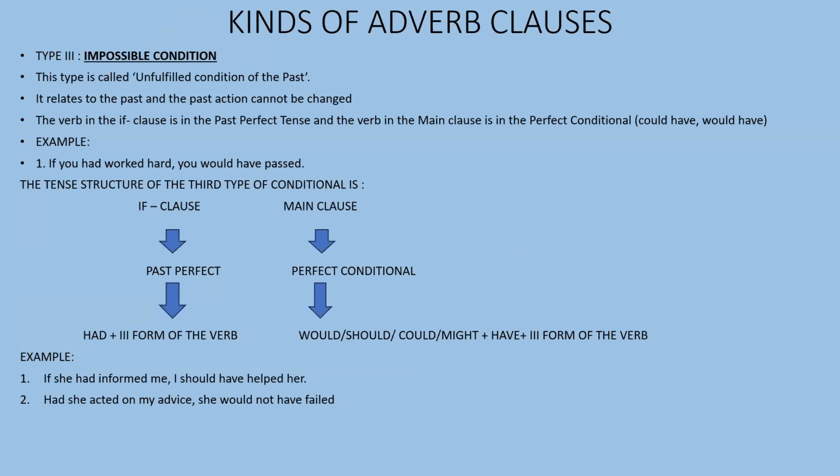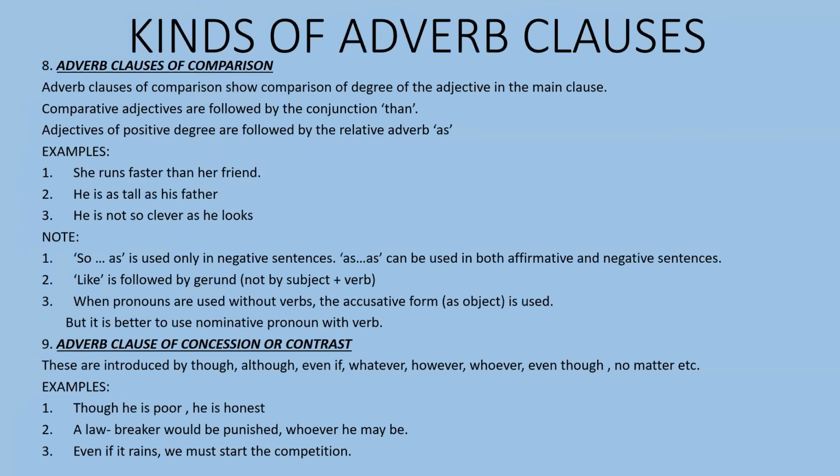So the structure of the third conditional, that is the hyperbole condition, is: if clause plus past perfect, had plus third form of the verb. Main clause, perfect conditional, that is would, should, could, might plus have plus third form of the verb. Look at the example. If she had informed me, I should have helped her.